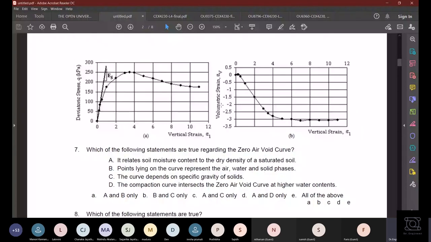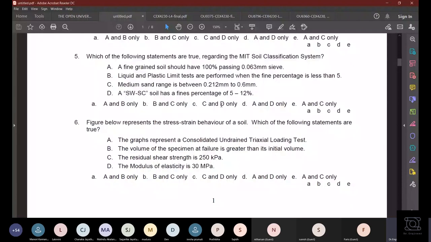There is a graph separately for volumetric strain with vertical strain. If you see that graph, there is a change in volume. If there is a change in volume, there should be drainage. Without drainage, you can't have a change in volume. So in that case, statement A is wrong because they are saying it is an undrained triaxial test. That is not possible. This is actually a graph for a consolidated drained triaxial test. So statement A is wrong.